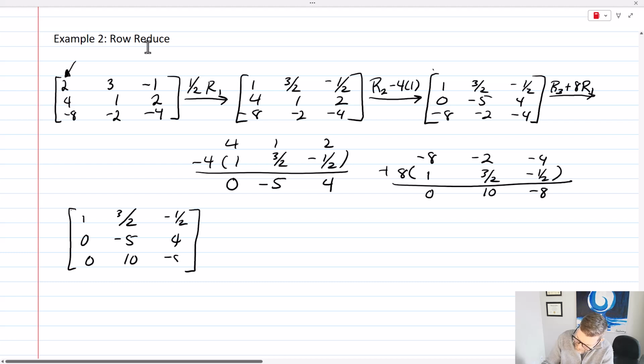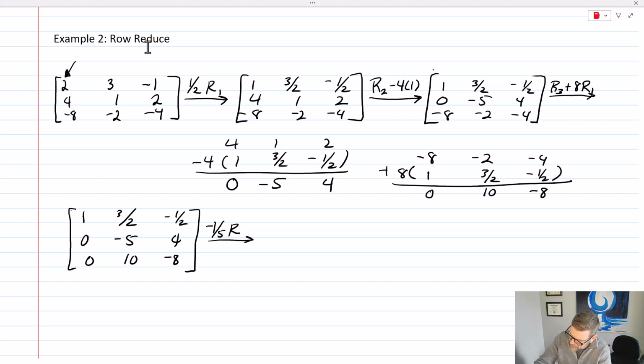0, 10, negative 8. Now what I want to do is create a leading 1 in the second row because I've now got a leading 1 in the first column and 0's below it. So I'm going to multiply negative 1/5 times row 2. And you may be asking yourself, can I just take row 3 plus 2 times row 2? And that's absolutely allowed. Totally fine. I'm just kind of following my process.